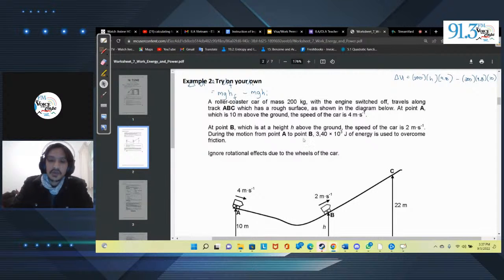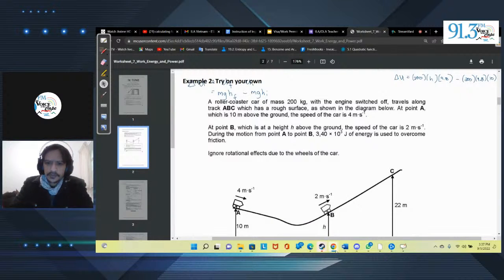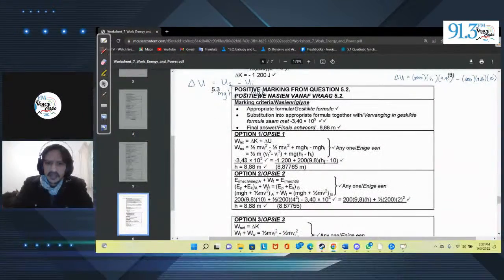potential energy. But we know that WNC is equal to the change in kinetic energy plus the change in potential energy. Right. So now we have to input our information. We calculated kinetic energy and we're going to add it to potential and set it equal to the energy used to overcome friction, which is WNC. And if we go to the memo, take a look here, we can see that's exactly what's been done.